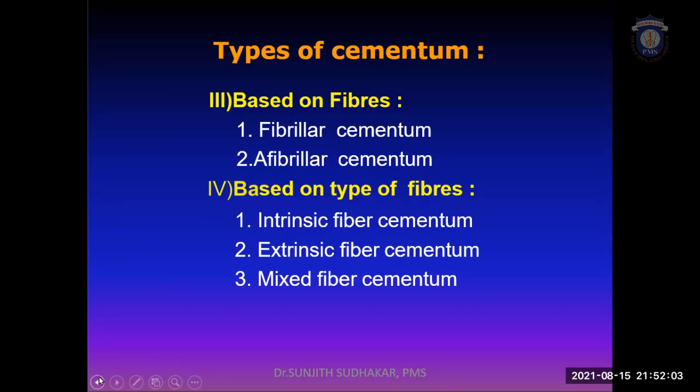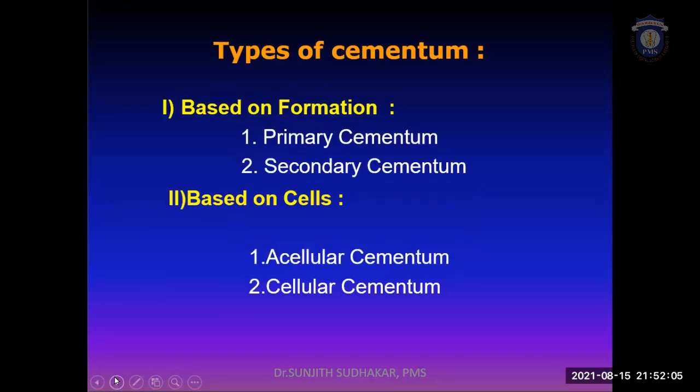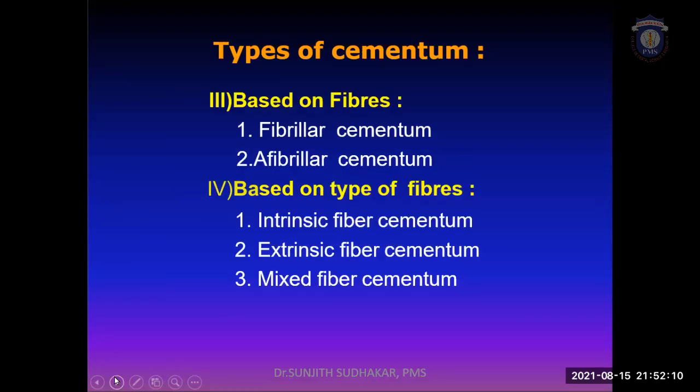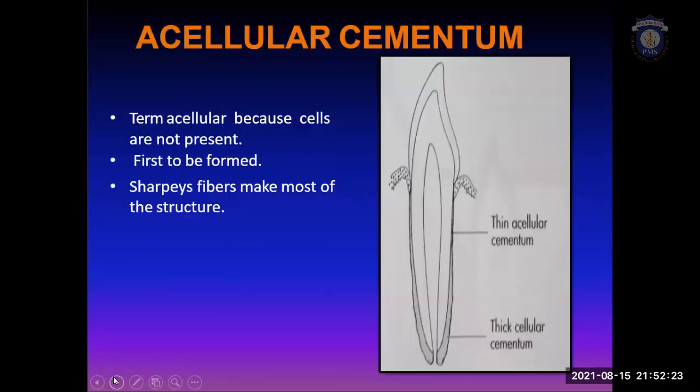So we can classify it based on formation as primary and secondary, based on cells as acellular and cellular cementum, based on fibers as fibrillar or afibrillar cementum, and based on type of fibers as intrinsic fiber cementum, extrinsic fiber cementum, and the mixed fiber cementum. Acellular means cells are not present. The primary cell present in cementum is known as the cementoblast.